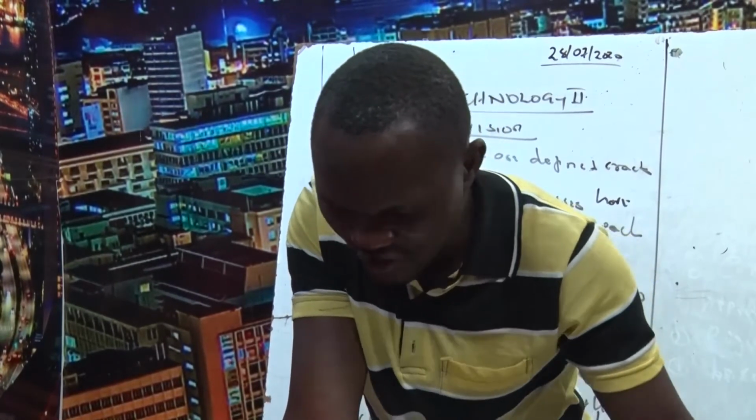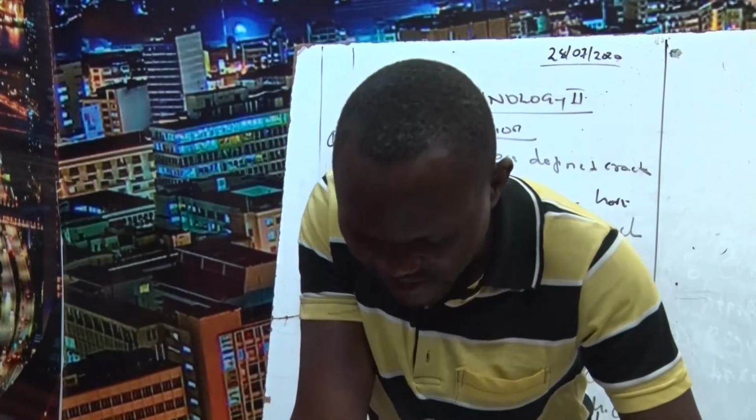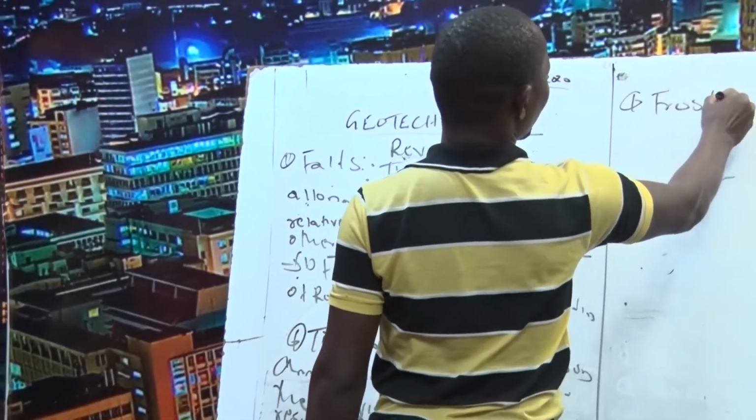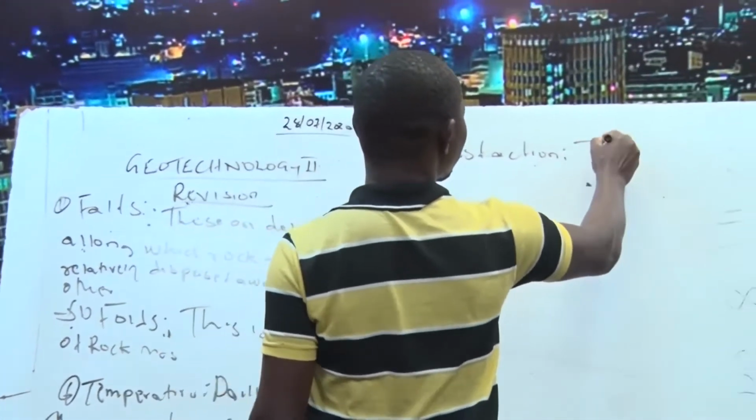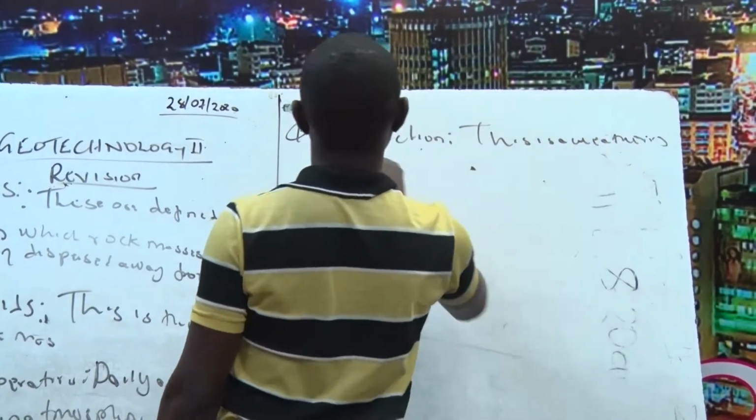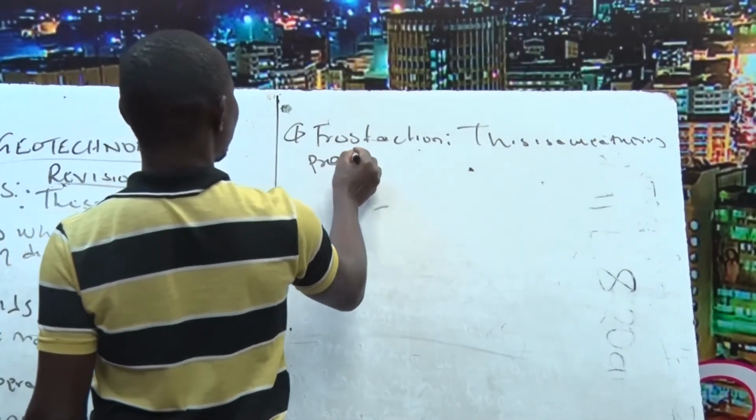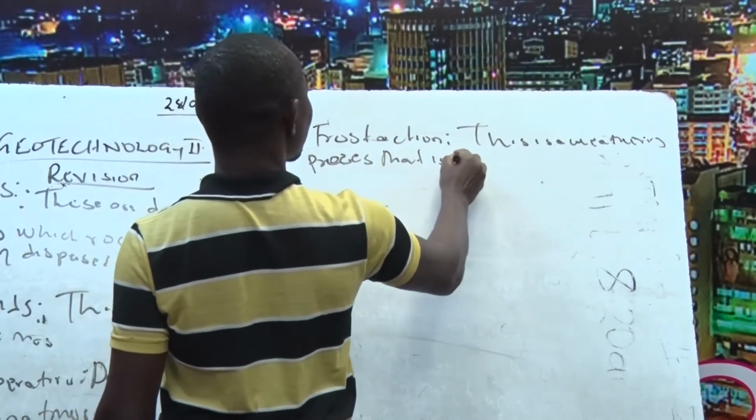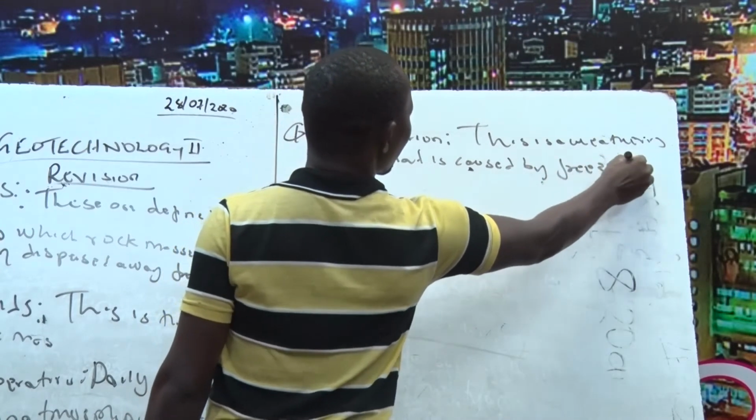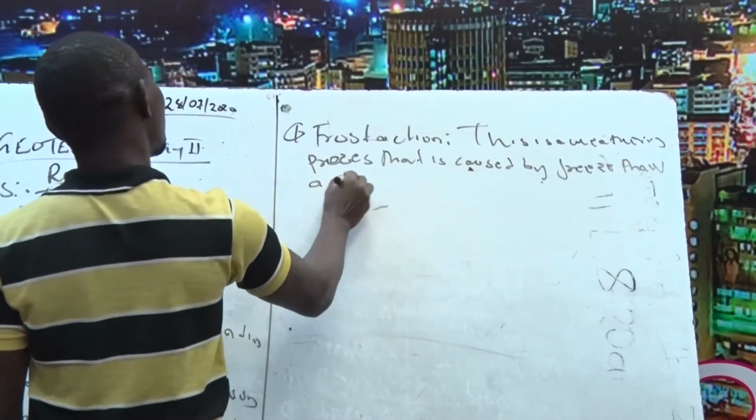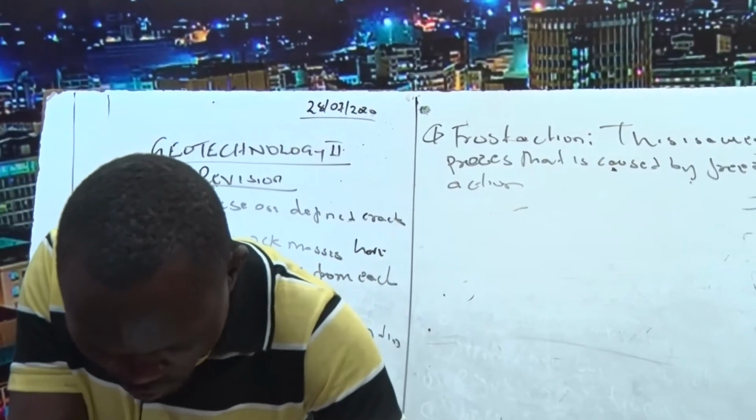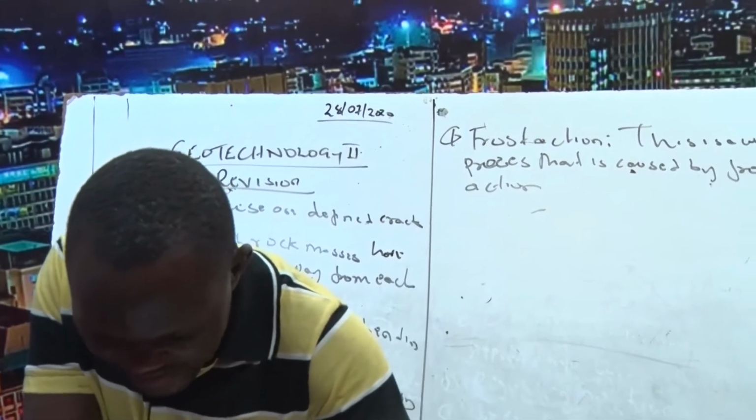Then the second one, we are told about the frost action. Say this is a weathering process which is caused by the freeze-thaw action. Frost action is a weathering process that is caused by freeze-thaw action. The next thing we are given, we'll talk about the decay biogenic product.